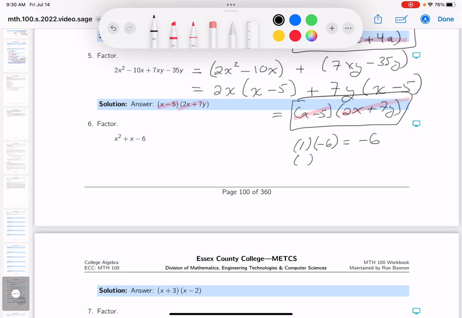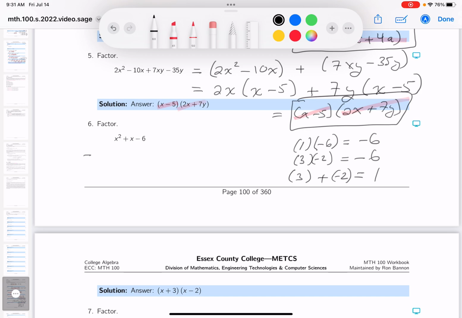You're looking for a product of two numbers that gives you minus 6, but those same two numbers, when added together, give you the middle term's coefficient, which is 1. Well, let's take a look at it. If I'm using the AC rule, it looks like 3 and minus 2. Let me write this down for you. 3 times minus 2 is minus 6, and 3 plus minus 2 is 1.